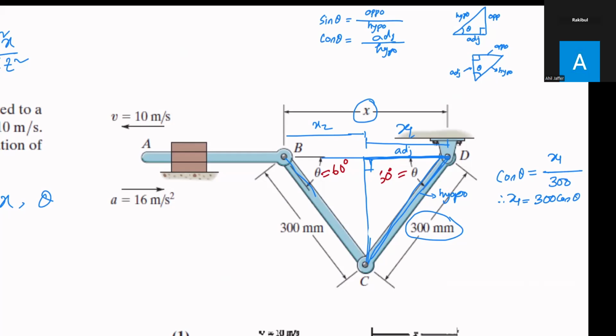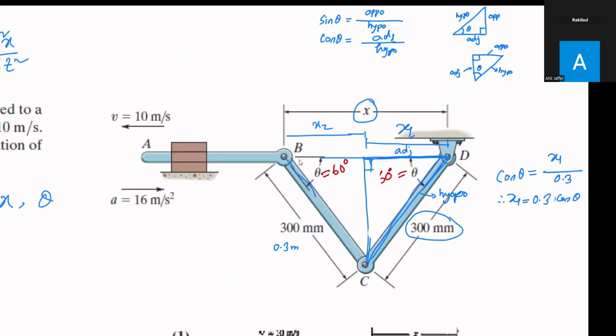We can do one thing. You see, the speeds are in meters per second and this length is in millimeters. So we can say that this is 0.3 meter, to be consistent in units. So let's do it in meters. So 0.3 meter, and this is 0.3 meter.